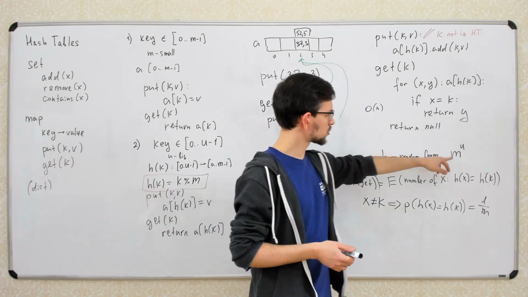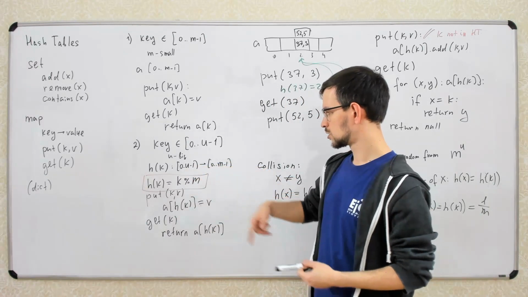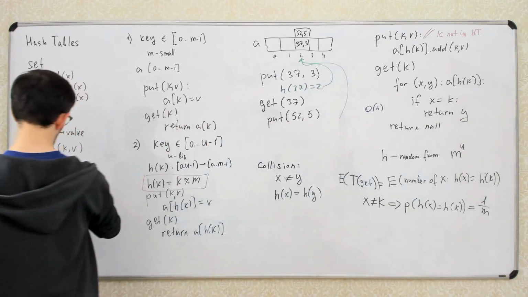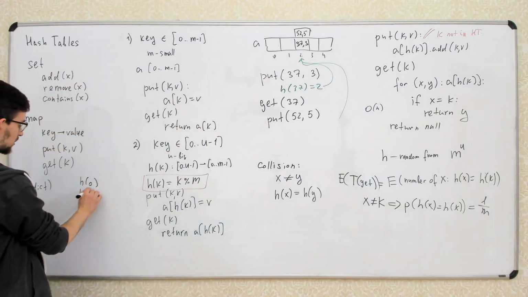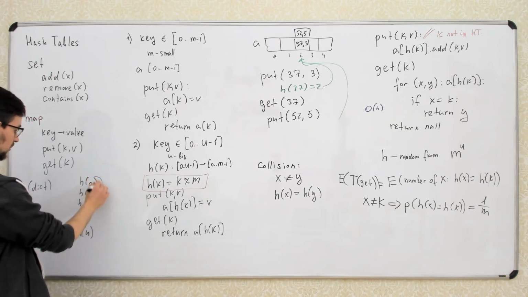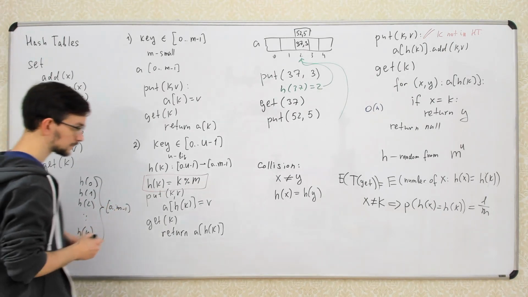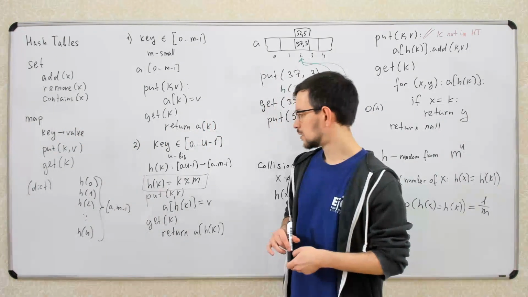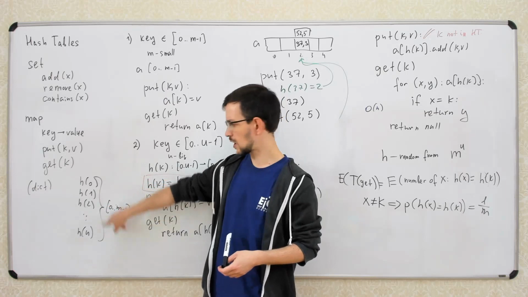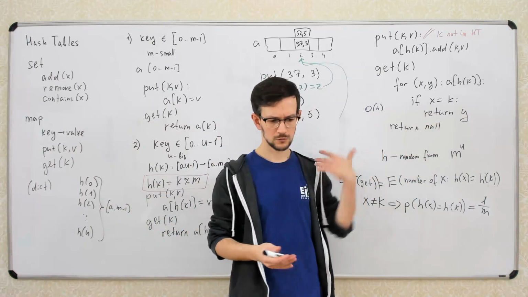Why is it m power u functions? Because what is a random function? It's a random function from this range to this range. So how to define a function? You need to define the values h of 0, h of 1, h of 2, and so on, h of u, and all these elements are in the range from 0 to m minus 1. So there are m options for each value, and you have u values. So the total number of different functions is m power u.